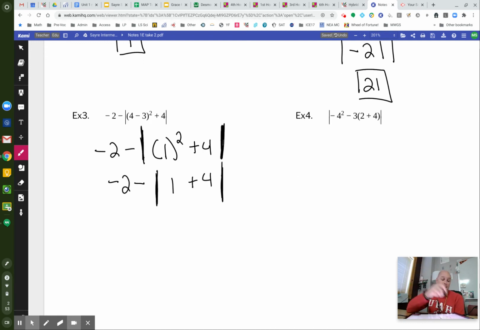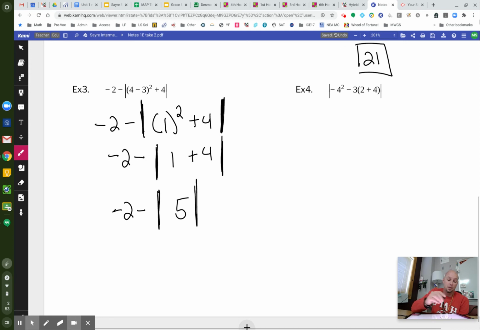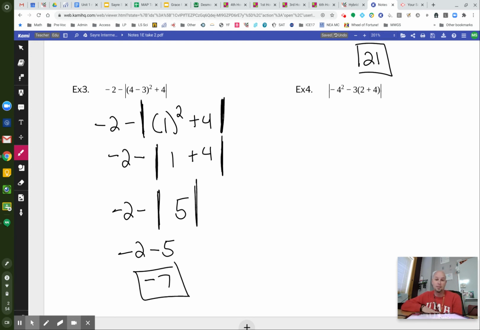So notice I haven't touched this negative 2 and this negative. I haven't done anything with them, and I'm going to leave them all the way to the end. So I have negative 2 minus the absolute value of 5, because 1 plus 4 is 5. Now I'm going to take the absolute value of this 5, and then this says do the opposite of it. So the absolute value of 5 is 5, and the opposite of that is negative 5. So I have negative 2 minus 5, and if I do that math, my answer is negative 7.